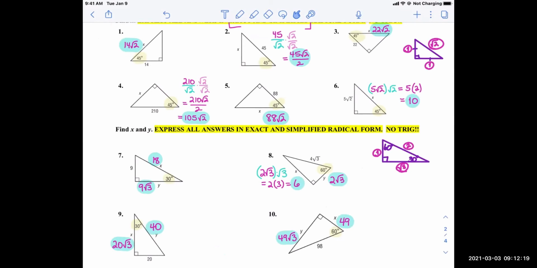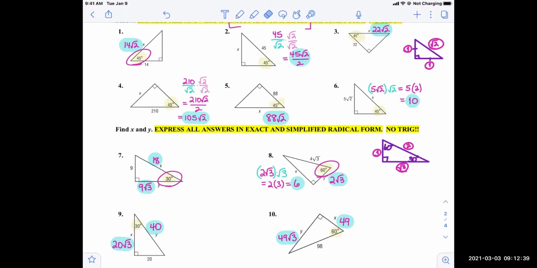Now, hopefully you did not do trig on these problems. That means hopefully you did not do sine, cosine, and tangent. This is always a situation here. Whenever you have 45s, 30s, and 60s in your triangles, you will not do trigonometry in general, okay?